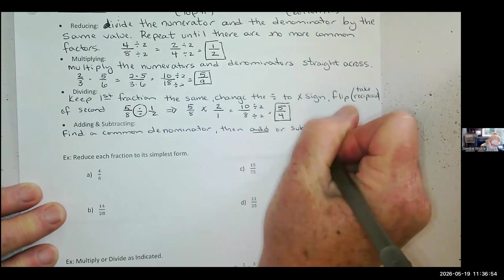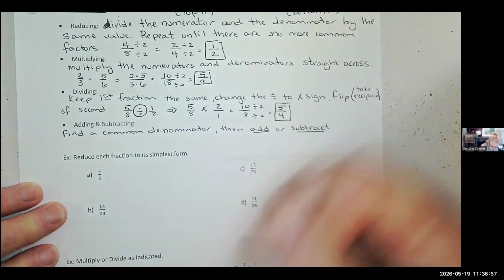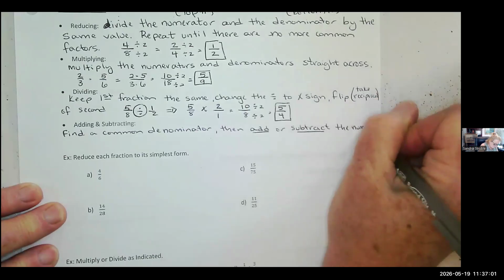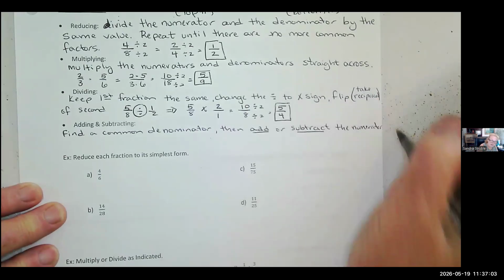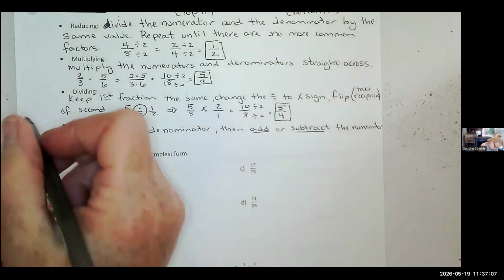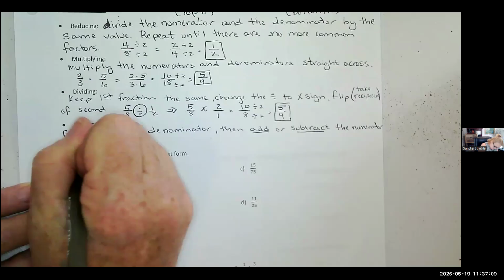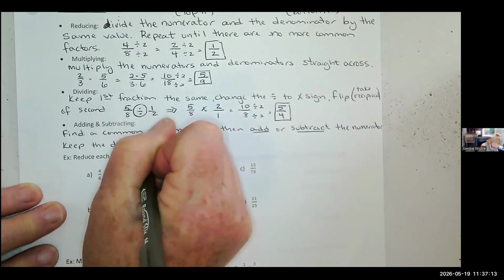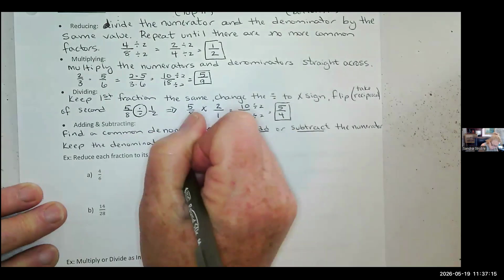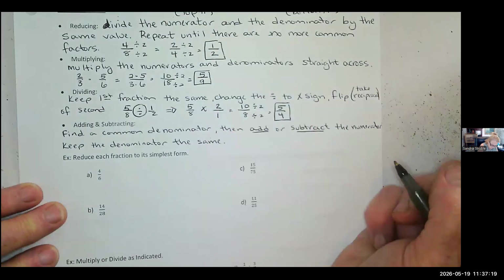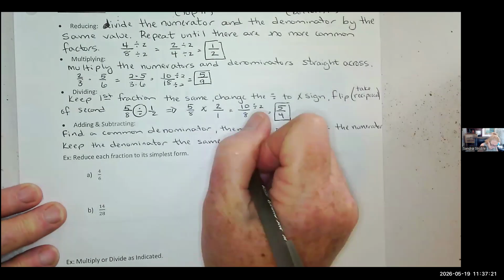The numerators. You're going to keep the denominators the same. Okay, here's an example. 3/4 minus 1/3.